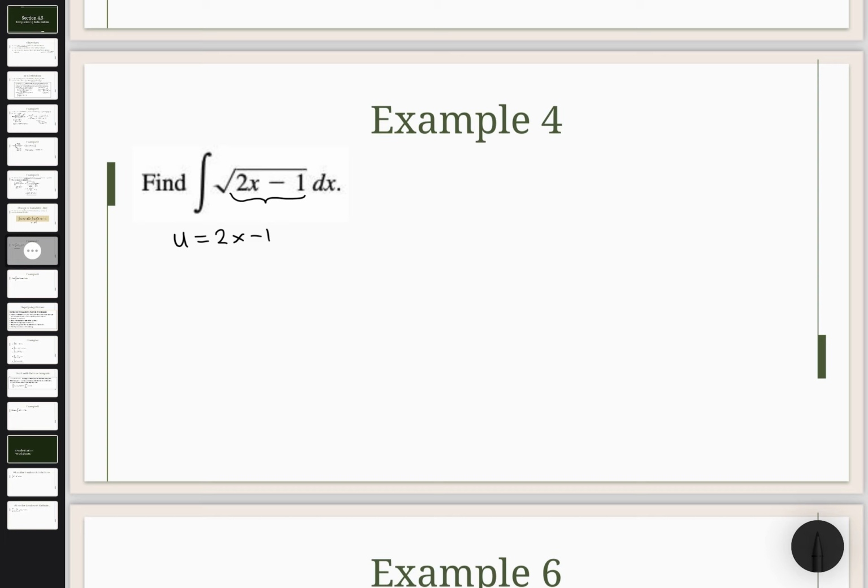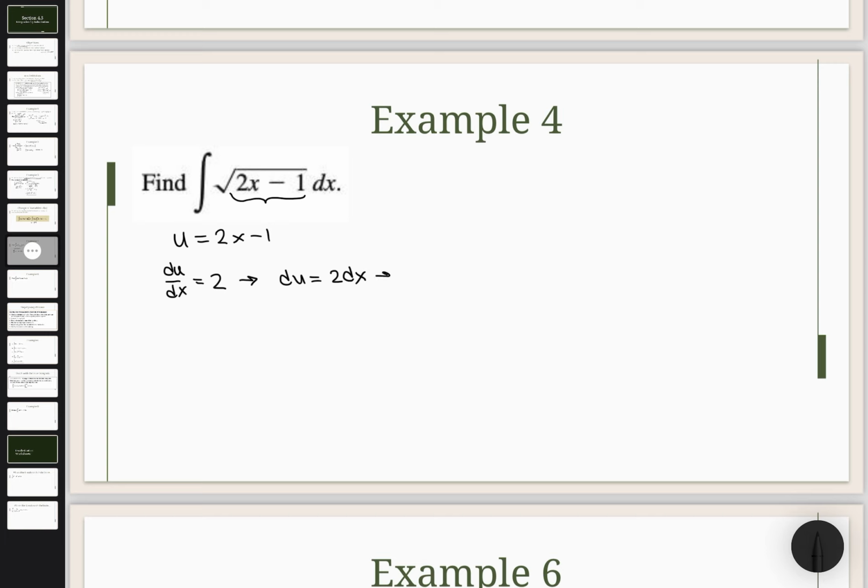What I want to do now is I want to differentiate this. We've been using g prime of x, but remember another way to notate differentiation is du/dx. So I'm differentiating u with respect to x. My derivative here would just be 2. I want to rearrange this to get du by itself. So I'm going to multiply both sides by dx. du is going to equal 2 dx.